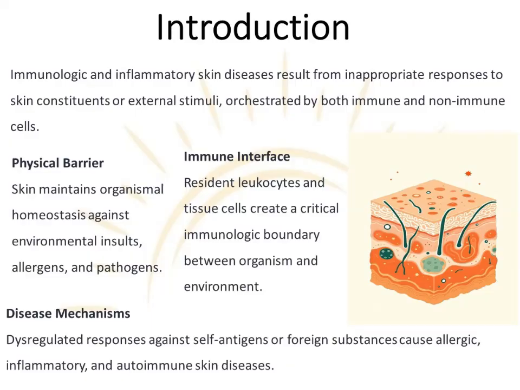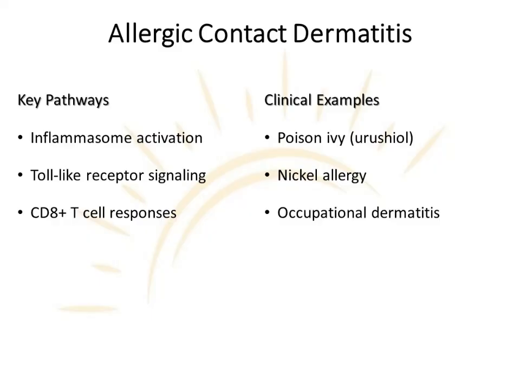These responses are strong enough to eliminate threats, but are also limited to prevent damage to healthy tissues. When these immune mechanisms become dysregulated, the immune system may attack harmless substances or even the body's own tissues, resulting in immunologic and inflammatory skin diseases. One common example is allergic contact dermatitis, or ACD.